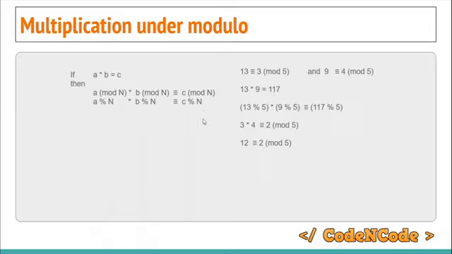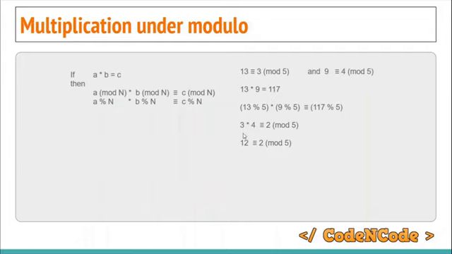To take an example to understand it better, let's take 13 and 9. So 13 is congruent to 3 mod 5, and 9 is congruent to 4 mod 5. Now we have to calculate 13 times 9 modulo 5. This can be calculated as 13 mod 5 times 9 mod 5. By this fact we know that 13 mod 5 times 9 mod 5 is equivalent to 117 mod 5, because 117 is the multiplication of these two numbers.